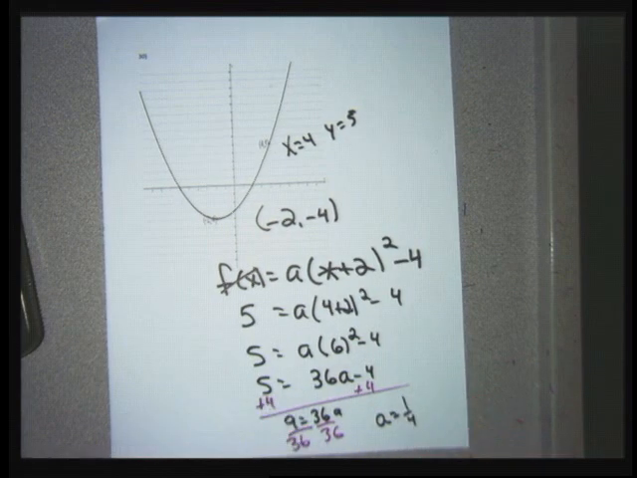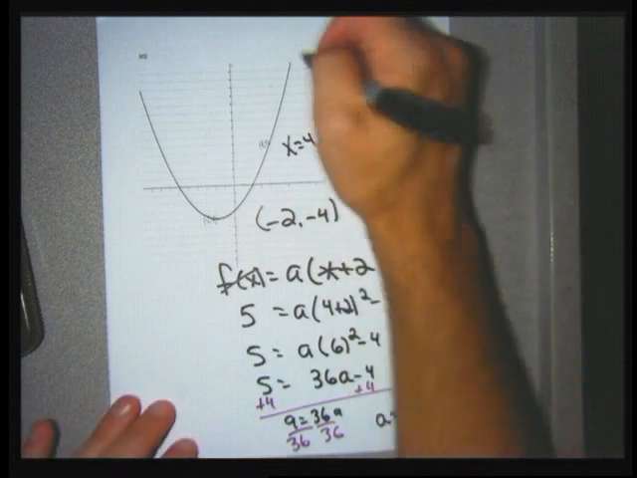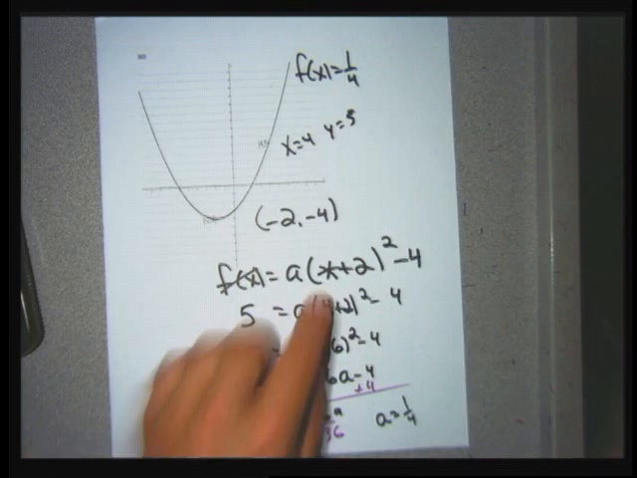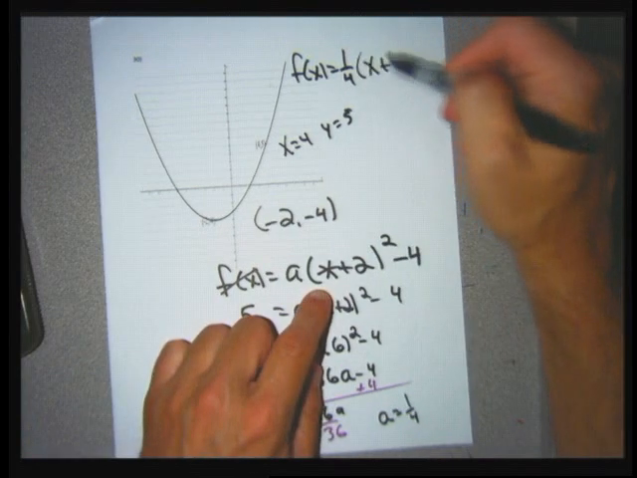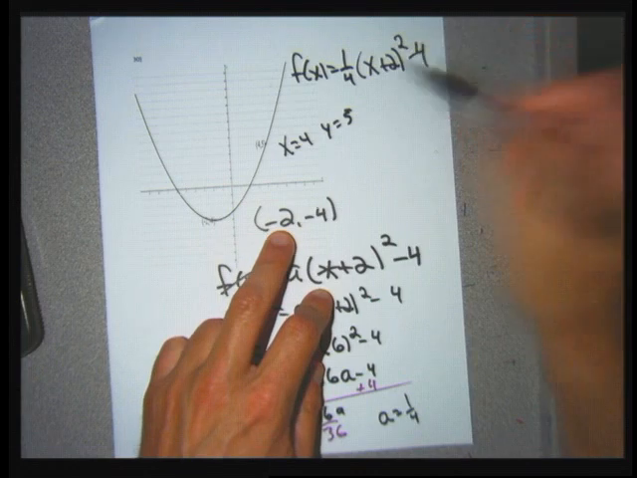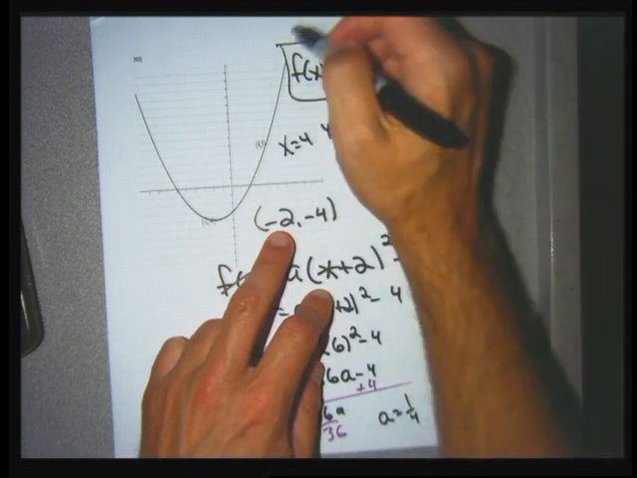So I claim this parabola has the equation f of x equals 1/4 in front of the parentheses, and then x plus 2 squared to get the minus 2 for the x-coordinate of the vertex, minus 4 to get the minus 4 part of the vertex.